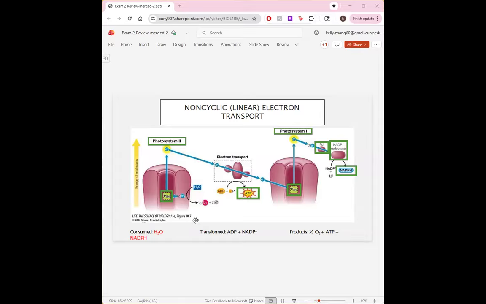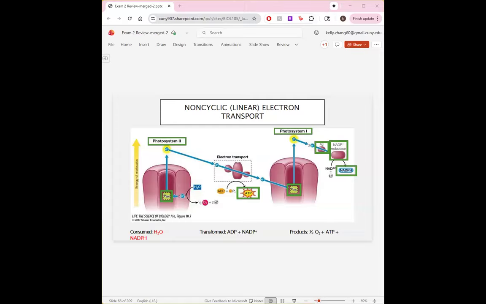Electrons are extracted from water in photosystem 2, and then passed to the electron acceptor molecule. Just like in mitochondria, the electron transport chain creates proton gradients, so the ATP is produced. It's then passed to photosystem 1. Ultimately, it's donated to NADP+, which is the final electron acceptor in that chain.